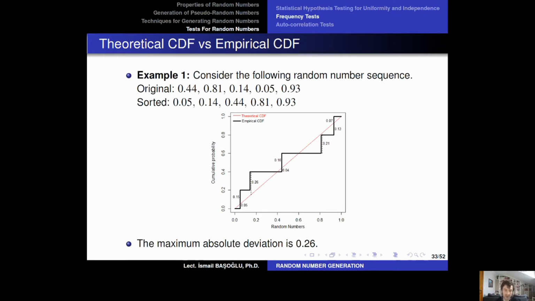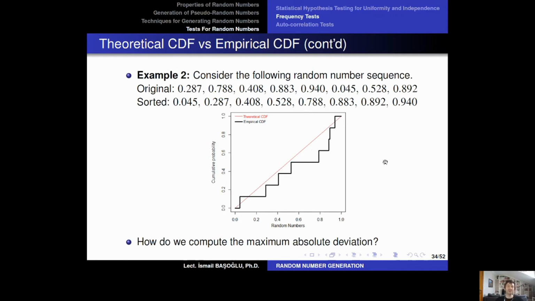And after this comparison, if this maximum difference is assumed to be significant, then we reject the null hypothesis and we will say that this sample is not uniformly distributed. But you see, if the sample really is uniformly distributed, this stair-shaped function is just going to oscillate with small magnitude around the theoretical CDF.